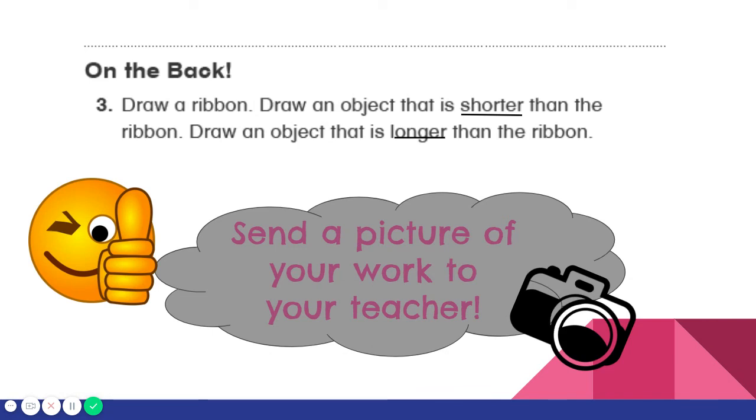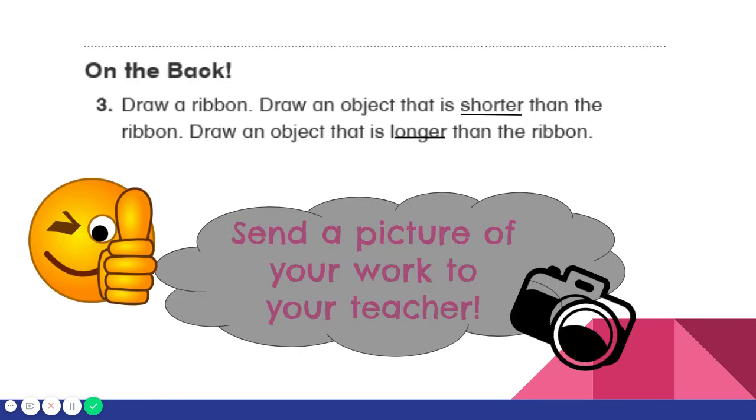For your activity, I want you to draw a ribbon on a piece of paper, any length. Draw an object that is shorter than the ribbon, so has less length than the ribbon, and draw an object that is longer than the ribbon, goes farther than the ribbon's length. Send a picture of your work to your teacher. Feel free to go back into the video to remember the words shorter, longer, and length if you need help.